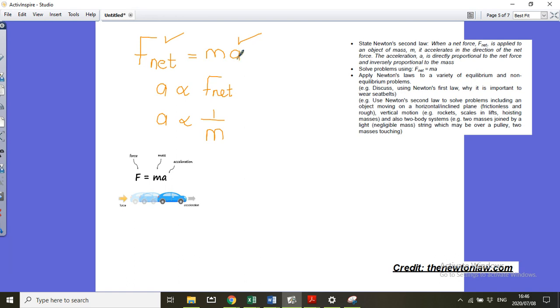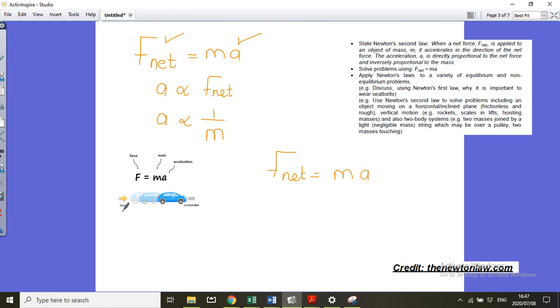Now you will see that all the problems have different types of scenarios. It's objects moving horizontally, vertically, rockets, scales. All of those questions are just an application of Newton's second law. And I'm going to record a separate video just to go through all the applications of Newton's second law. But what you need to remember is that it says F net equals ma.